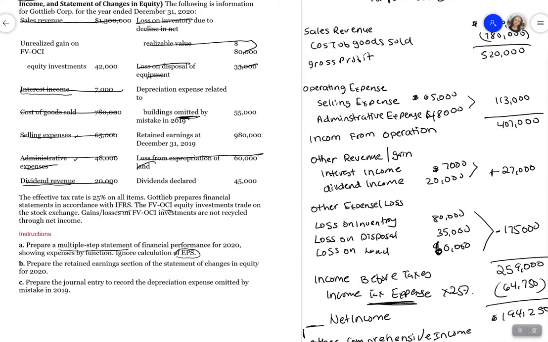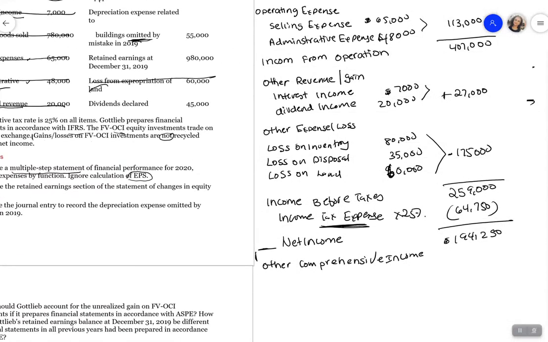So the question told us that fair value OCI equity investment traded on the stock exchange, and the gain and loss on the fair value OCIs are not recycled through the net income. So let's see which ones are that. In this case, they told us the unrealized gain on fair value OCI equity investment is 42,000. Of course, we have to do a net of taxes. So let's work out the number.